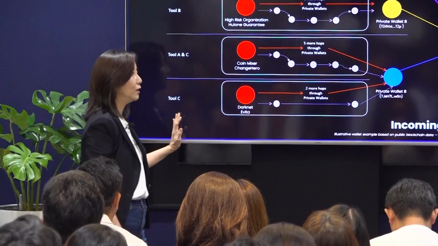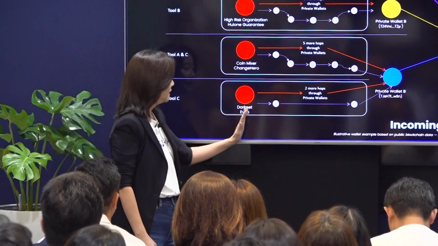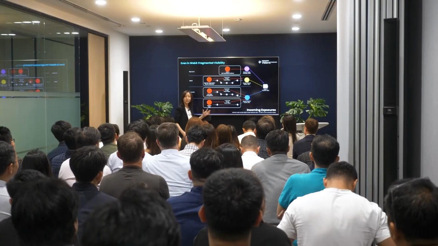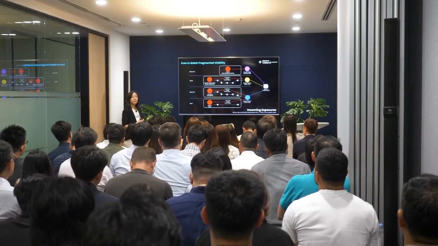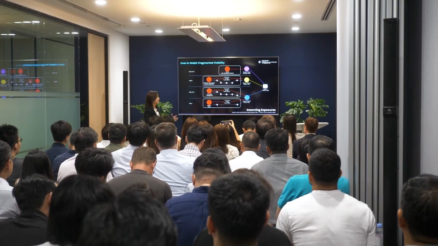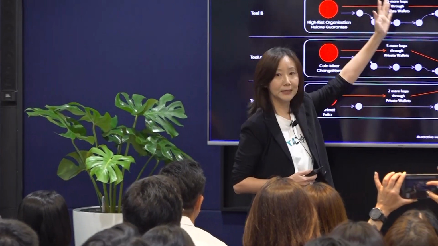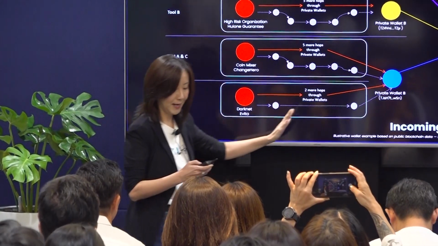Then C itself also gives a very different result. It identified the darknet. So you can see, the different tools will give us very, very different results. That's the example for incoming funds.